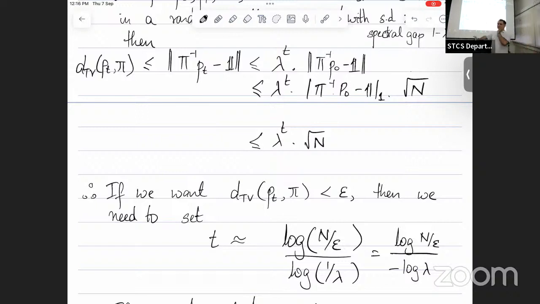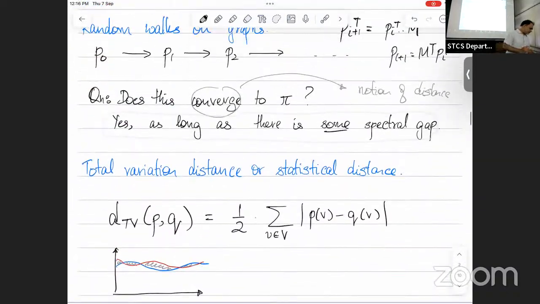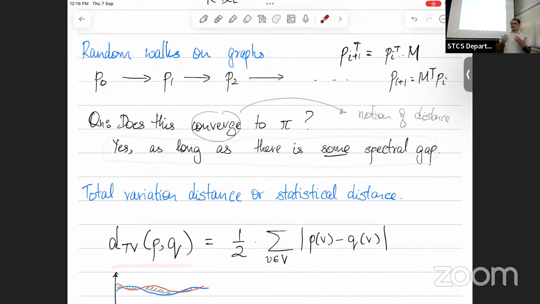Okay, so far is this clear? It's not a hard calculation, but it's important that we understand how this proof went. Let me just briefly go over it. The idea was we wanted to understand the probability distribution as you take many steps of the Markov chain, the random walk. And the distance measure we had in mind was this total variation distance, which is like an L1 distance between these two vectors.